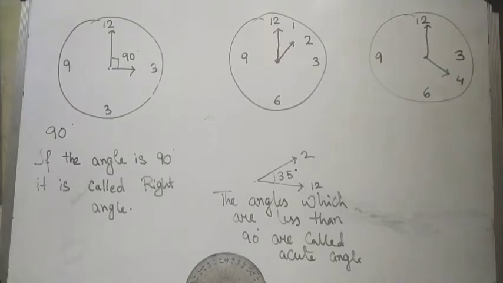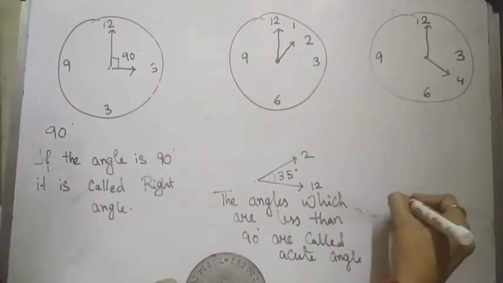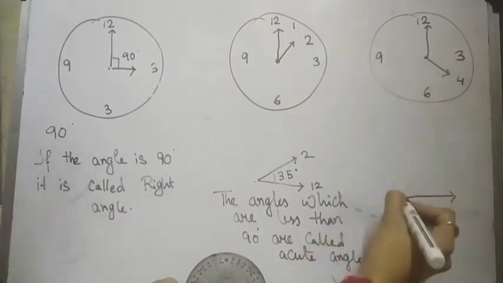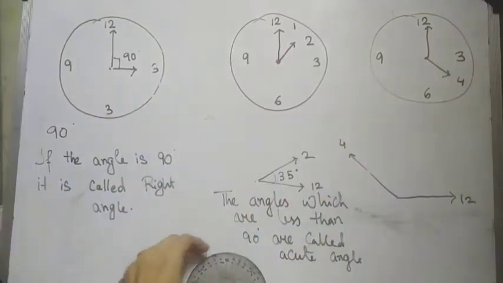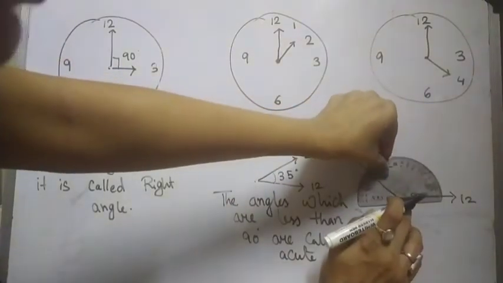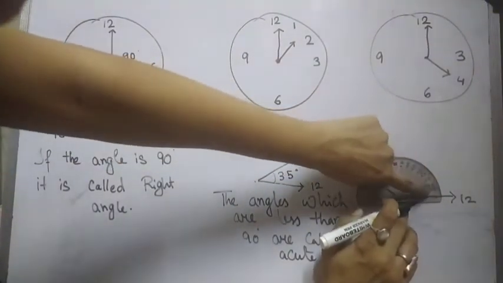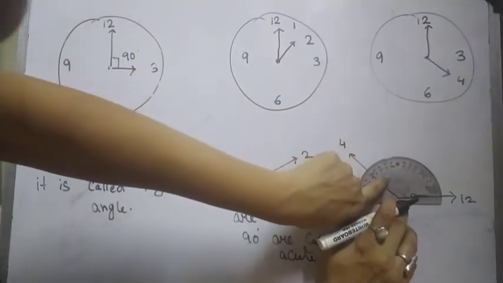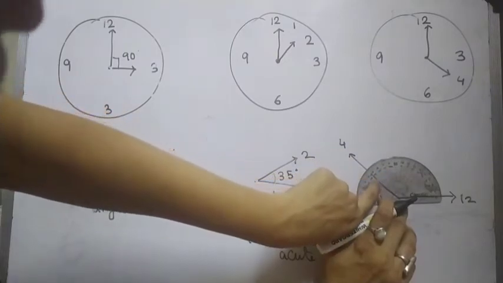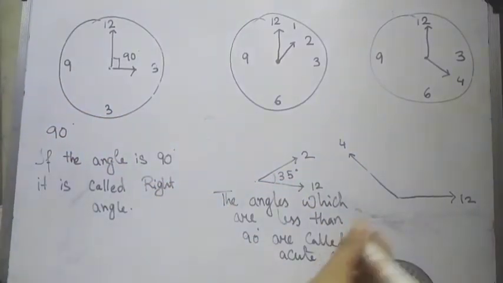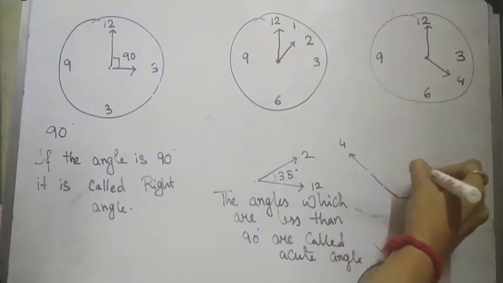Then what about that third case where I am getting 4 o'clock? Now I am trying to measure this. I am taking this as 12, and this 4 is like this. I am again just rotating the page. So again put this here and see from 12. 12 is 0. Okay, 0, 10, 20, 30, up to 90 like this. After 90 I am getting 100, 110, 120, 130, almost 135. So this angle I am getting is 135.